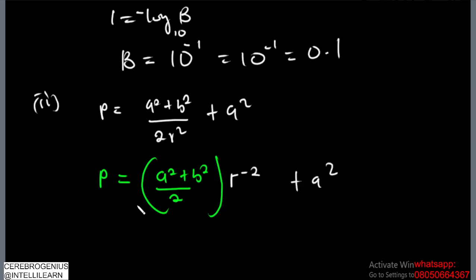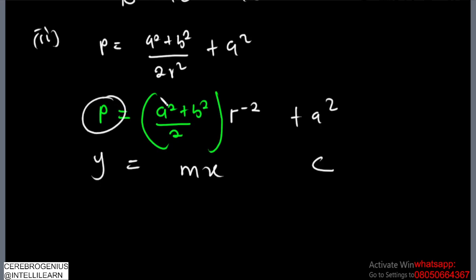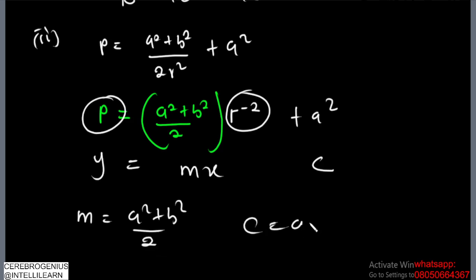You see that this is the equation of a straight line. This is what? Only variable. This is variable and constant. This is what? Only variable. So that means you are plotting a graph of what? P against R squared inverse. That's the graph we are going to plot. And the intercept is going to be what? A squared. So that means that the slope is A squared plus B squared over 2. The intercept is A squared.